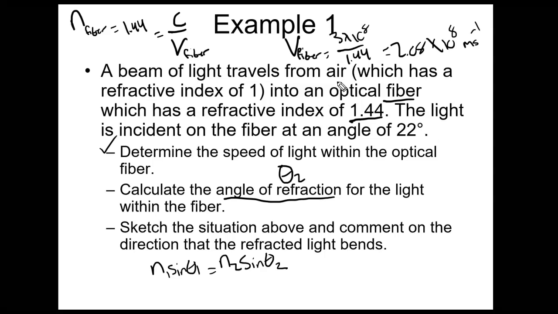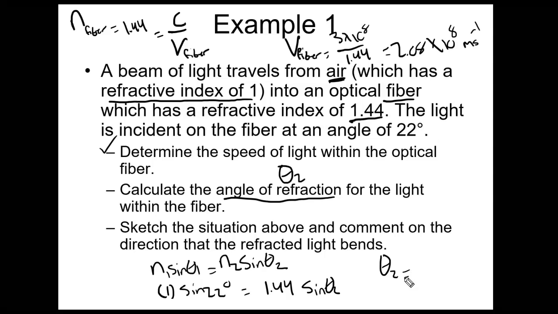N1, if it's air, it's not going to tell you in IB questions that air has a refractive index of 1, but that's just something that you need to know. So that would be 1 times sine 22 degrees equals 1.44 times sine theta 2.